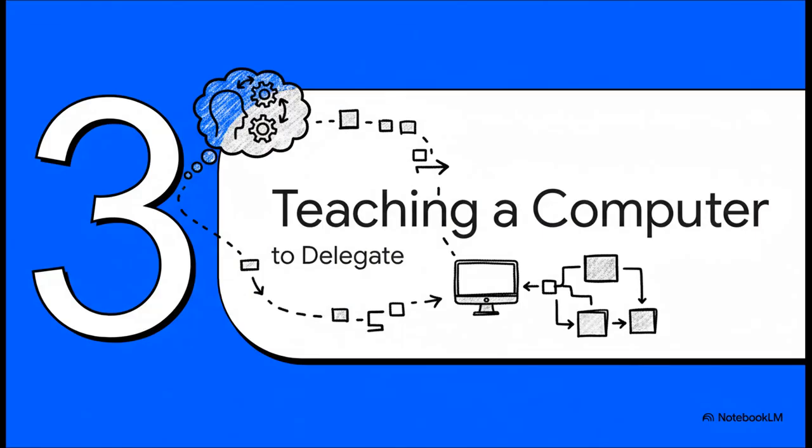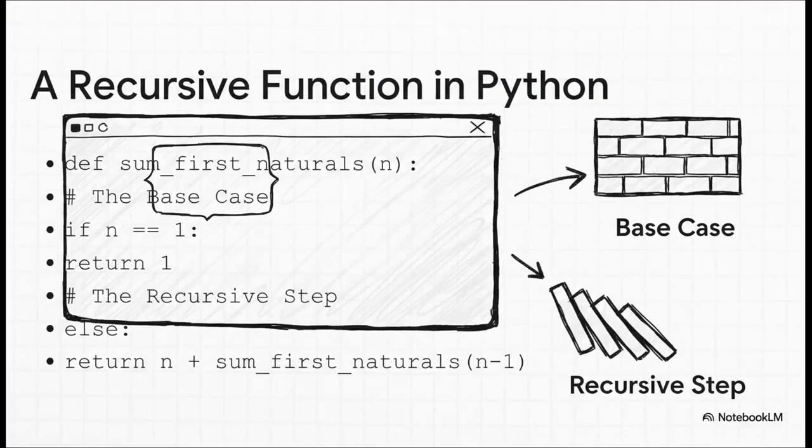Okay, this is all great for people in a classroom, but how do we teach a computer to be this clever? How do we actually get a machine to execute this strategy all on its own? Well, you can actually see those two rules right here in the code. See that if n equals 1 part? That's our base case. That is the hard stop. It tells the computer, if you get to 1, you're done. Just return 1. And the else part? That's our recursive step. That's the part that tells the computer to call the exact same function again, but this time on a slightly smaller problem, n minus 1.